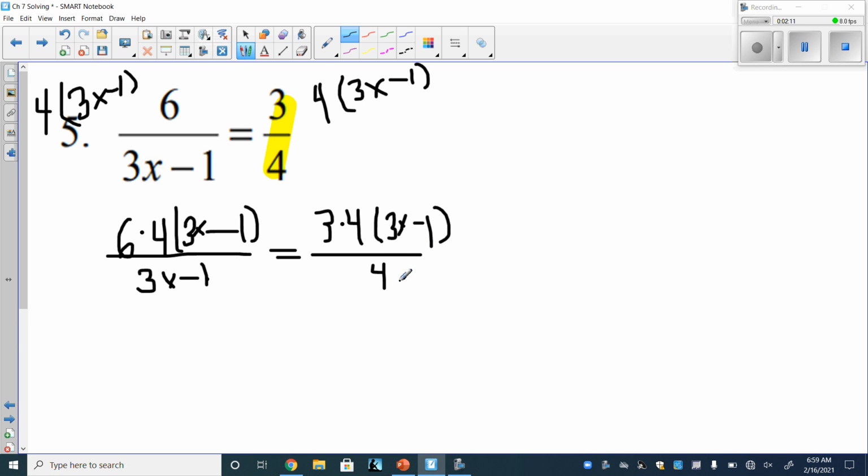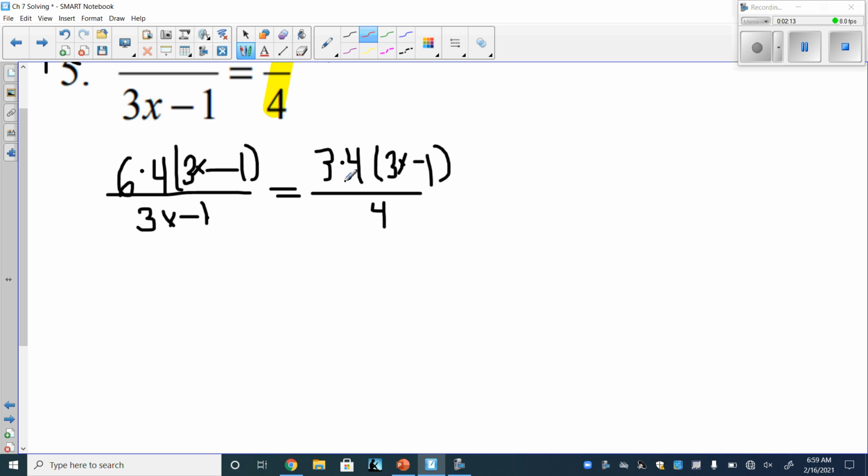And again, we did this because we wanted these fractions to simplify. Here the 4 and 4 would cancel, and here the 3x minus 1 and 3x minus 1 would cancel. That's the reason why we multiplied these together.